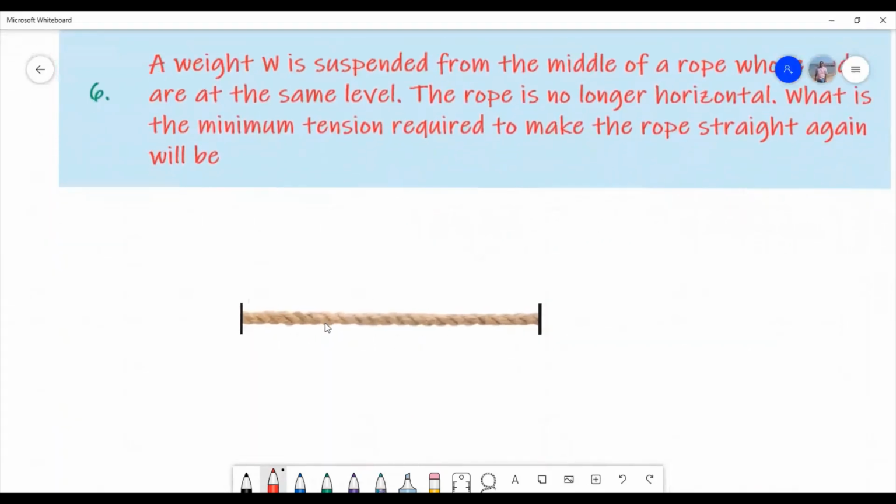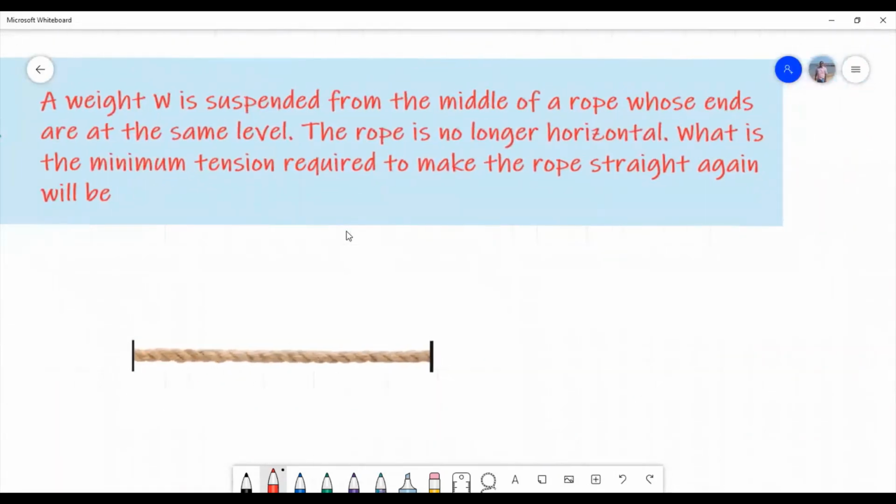So here what is given? A weight W suspended from the middle of a rope whose ends are at the same level. The rope is no longer horizontal. What is the minimum tension required to make the rope straight?